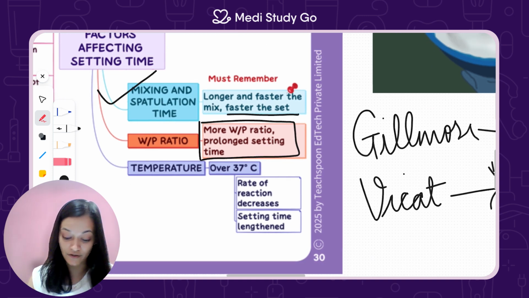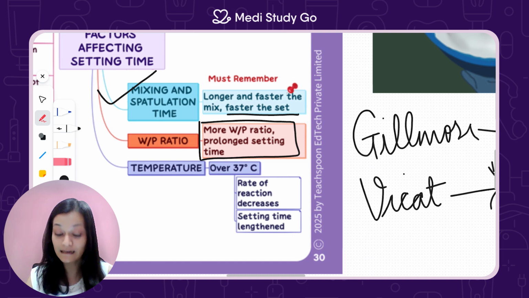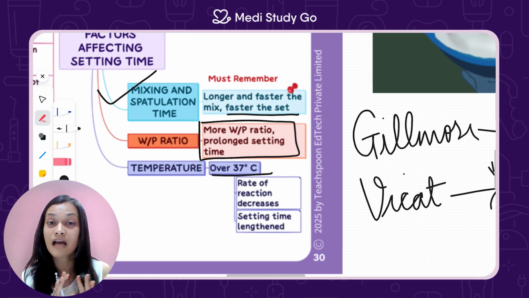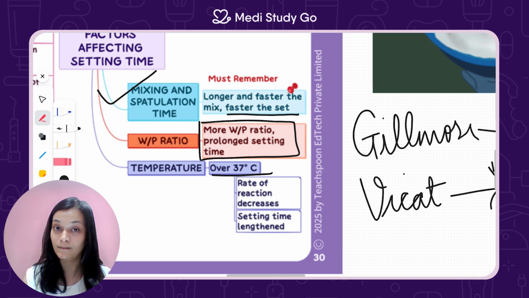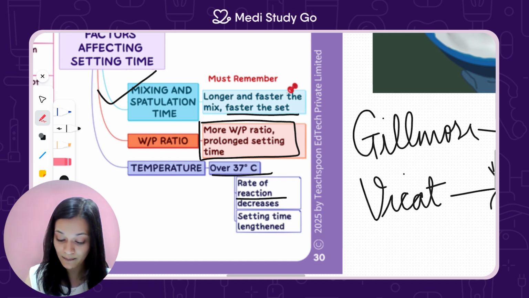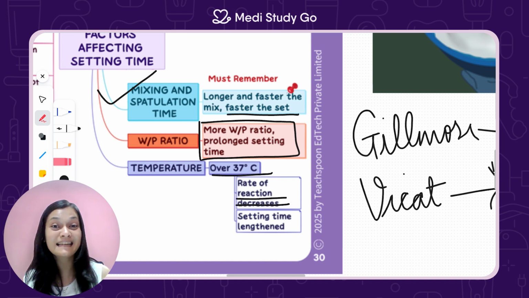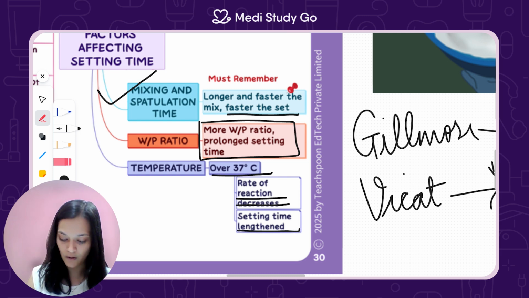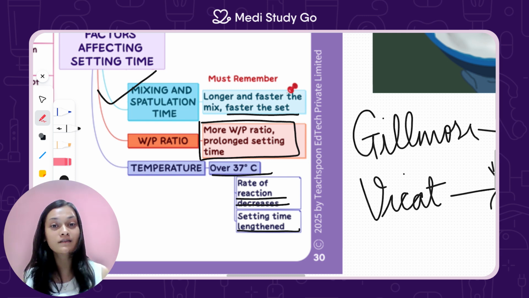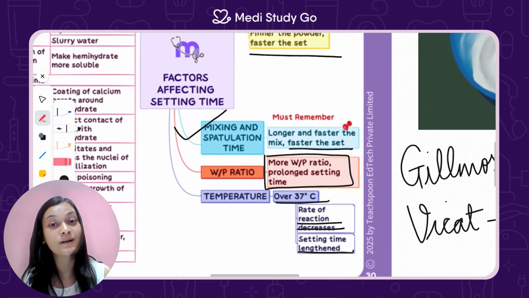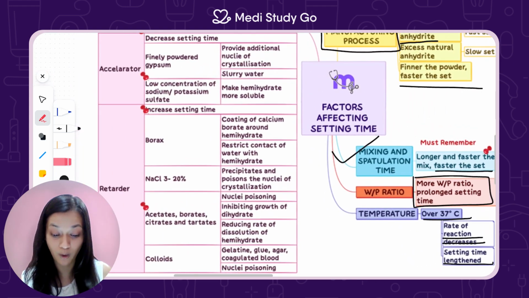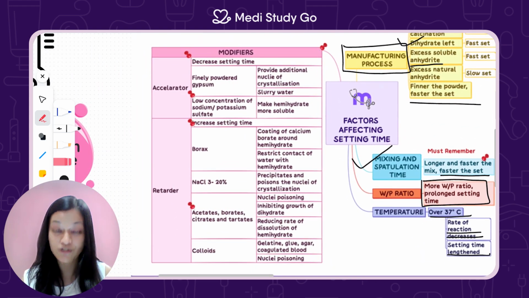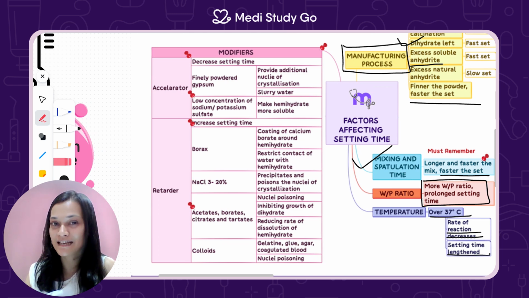And temperature. So now we know that it is at 37 degrees Celsius that the rate of reaction is appropriate. If at all the temperature is increased, what happens? The reaction decreases. So if the reaction decreases, the setting time prolongs. So if you want to prolong the setting time, what you need to do is just use some amount of warm water. Now, we were talking about modifiers in the previous lecture, right?